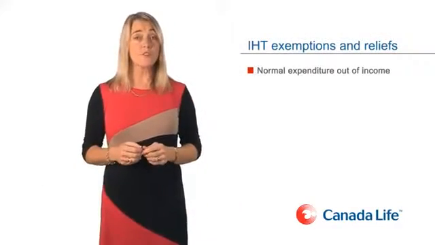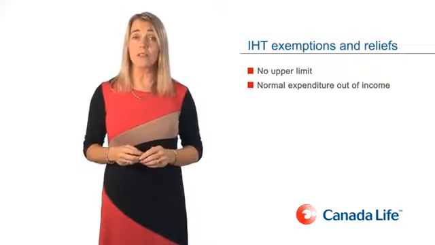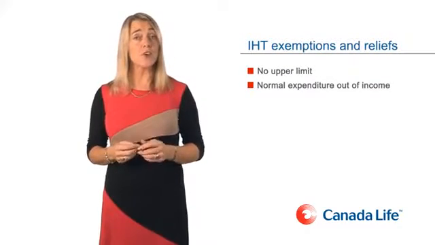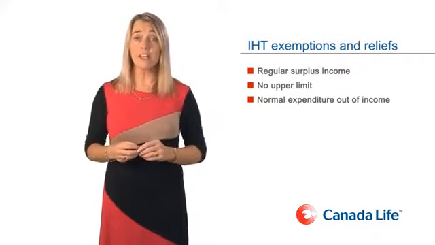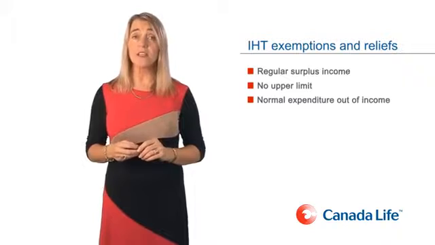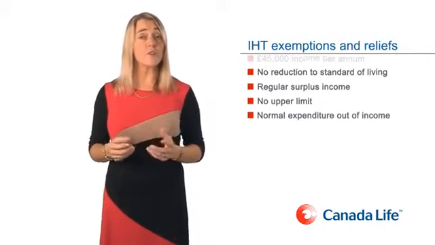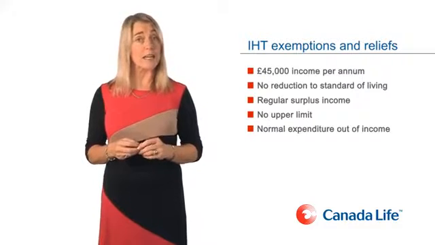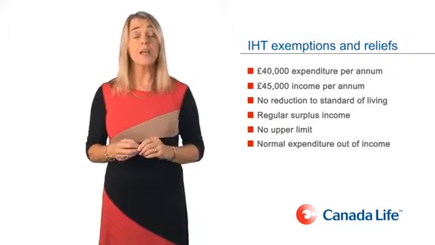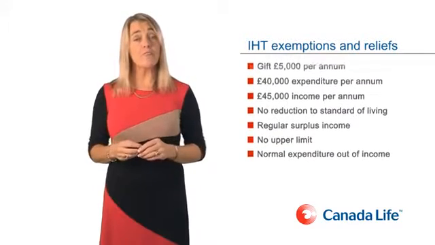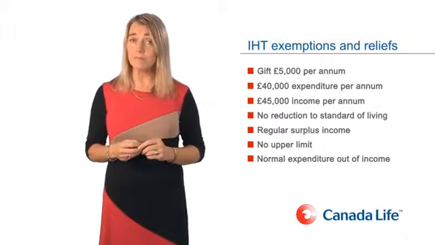Normal expenditure out of income is a very valuable exemption because there is no upper limit. You just need to show that you have income which is surplus to your ongoing requirements on a regular basis without reducing your standard of living. For example, someone who earns around £45,000 per annum income and has expenditure of around £40,000 per annum could gift roughly £5,000 per annum, and that is exempt from day one.